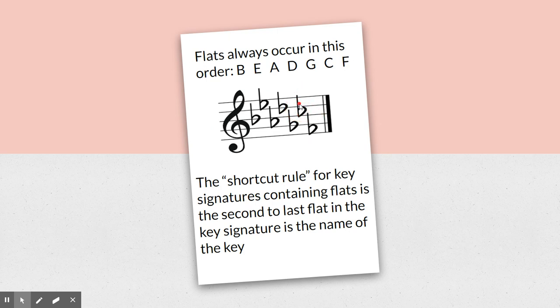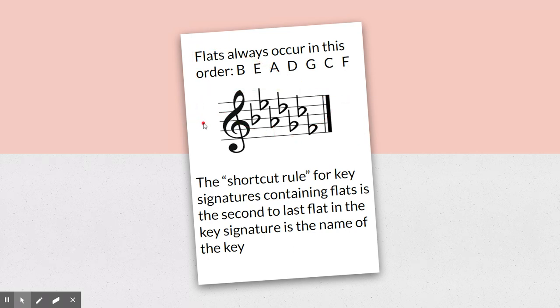flat major. Crazy, right? But it also means that if you only had 3 flats, for example, you only had B, E, and A, pretend that these other 4 don't exist, then your last flat would be A flat, meaning your second to last flat is E flat, and that would be the name of your key if you only had 3 flats. So that's kind of how the flat key works, right?